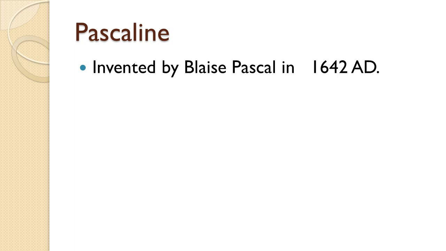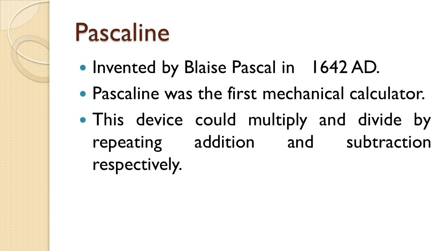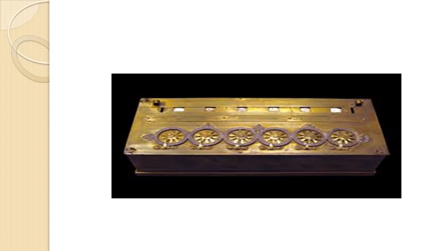Our next device, and also one of the major devices of the mechanical era, is the Pascaline. It was invented by Blaise Pascal in 1642 AD. Pascaline was the first mechanical calculator. This device could multiply and divide by repeating addition and subtraction respectively. The basic principle of the Pascaline is still used in water meters and odometers. So this is a diagram of the Pascaline.